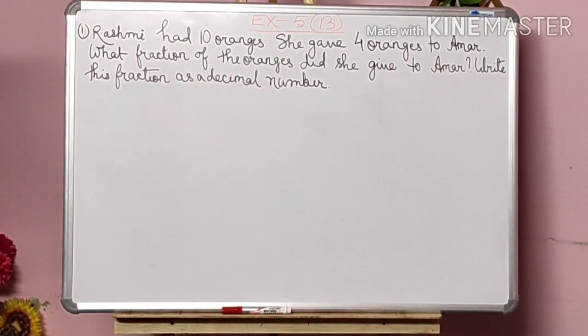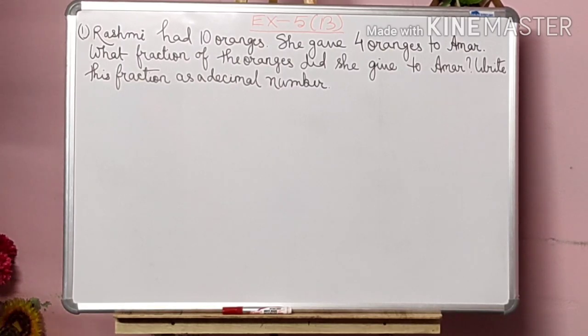Yesterday we talked about exercise 5A. Now we are going to start exercise 5B. Just see it, okay? Now you see what this question says. Rishmi had 10 oranges. She gave 4 oranges to Amar. What fraction of the oranges did she give to Amar? Write this fraction as a decimal number.